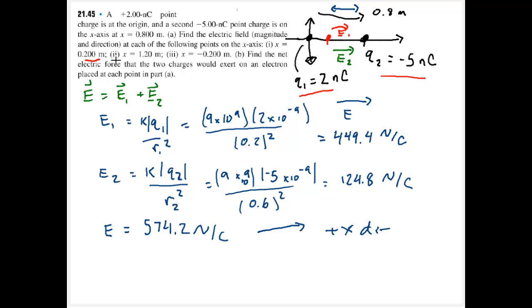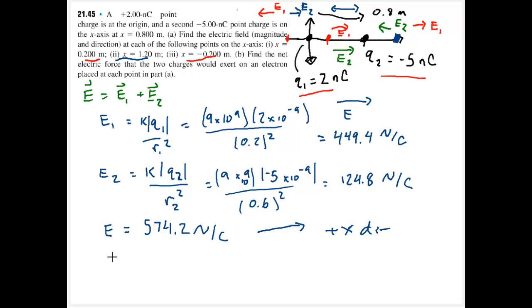Just to take a quick look at point number 2, if I pick my point way out here, then my electric field due to 2 is going to point in that direction, and my electric field due to 1 is still going to point in that direction. And similarly over here, looking at negative 2 meters, so this point way out here, the electric field due to 1 is going to be in that direction, and the electric field due to 2 is going to point towards the negative charge.